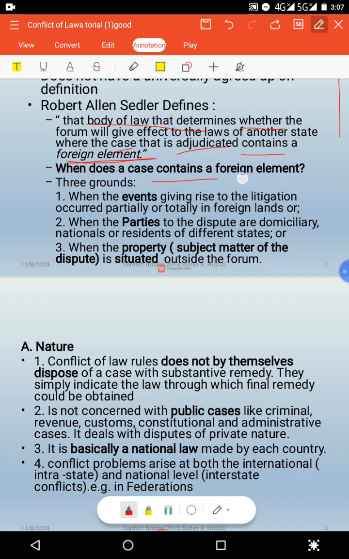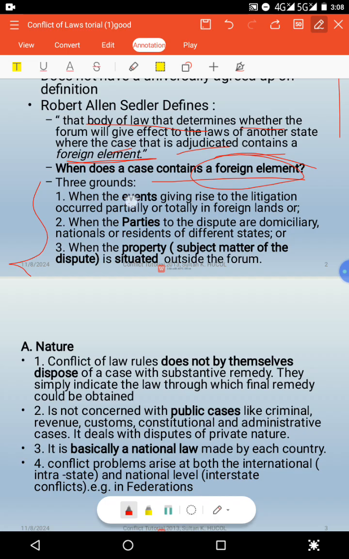When does the case contain a foreign element? There are three grounds for the case to contain a foreign element. You must understand this for your exam. If you finish this video, you will score A+ as me. So please pay attention. To say the case contains a foreign element, there are three grounds.